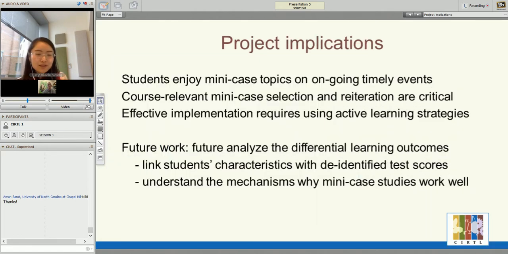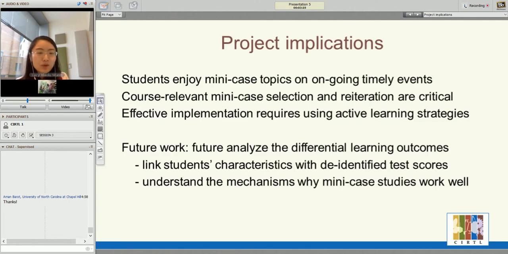So overall, I think students really enjoy mini-case topics on ongoing timely events, especially when they have the chance to become knowledge producers instead of consumers. For example, in the Snapchat IPO case that we discussed in class, the first question that the instructor and I try to ask students is, what is the company doing? Because the instructor and I are both a little bit old to use that small technology, and students are more excited and familiar with those types of things. So they're excited that they can produce value to the class and teach their peers.